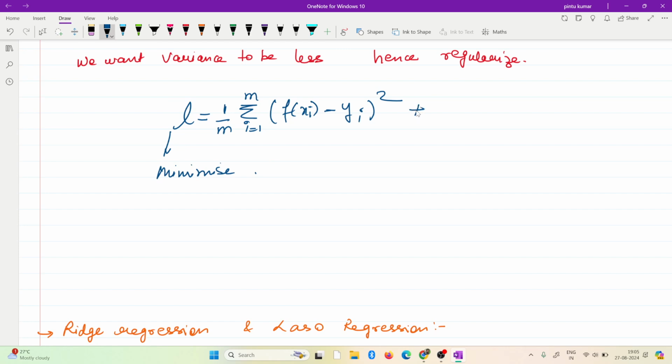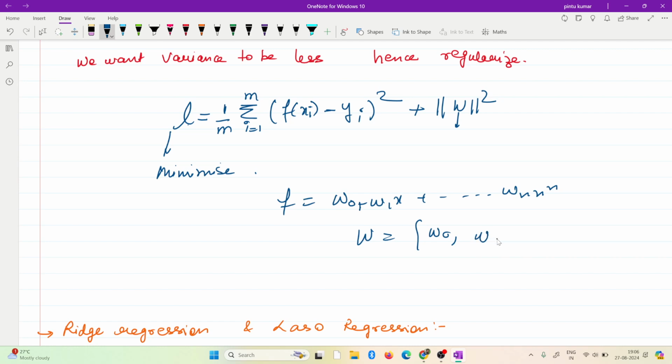Now what you do is, let's say your f was something like w naught plus w1x plus, let's say, wn(xn). In the loss function, you incorporate a term with norm of w square. What this does is, if your w naught to wn are taking large values, then you will increase your loss. But you want to minimize this loss. So it will force the values of w1 to wn that you're taking to be small. This w is nothing but your vector of w naught, w1, and wn, and you're taking its norm square.